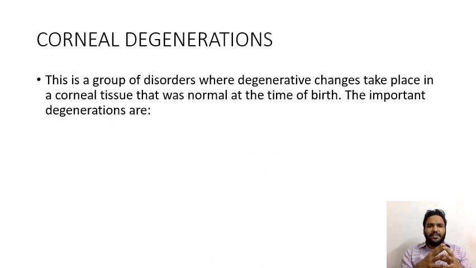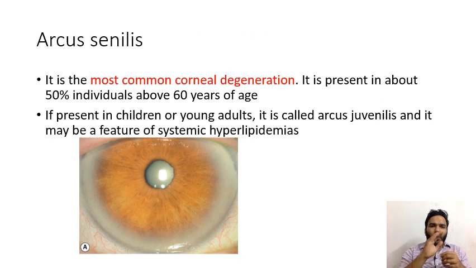Coming to corneal degeneration, this is a group of disorders where degenerative changes take place in a corneal tissue that was normal at the time of birth. The important degenerations are, so the first one, as you all know, Arcus senilis. Arcus means arc and senilis means old age. It's the most common corneal degeneration. It is present in about 50% of the individuals above 60 years of age.